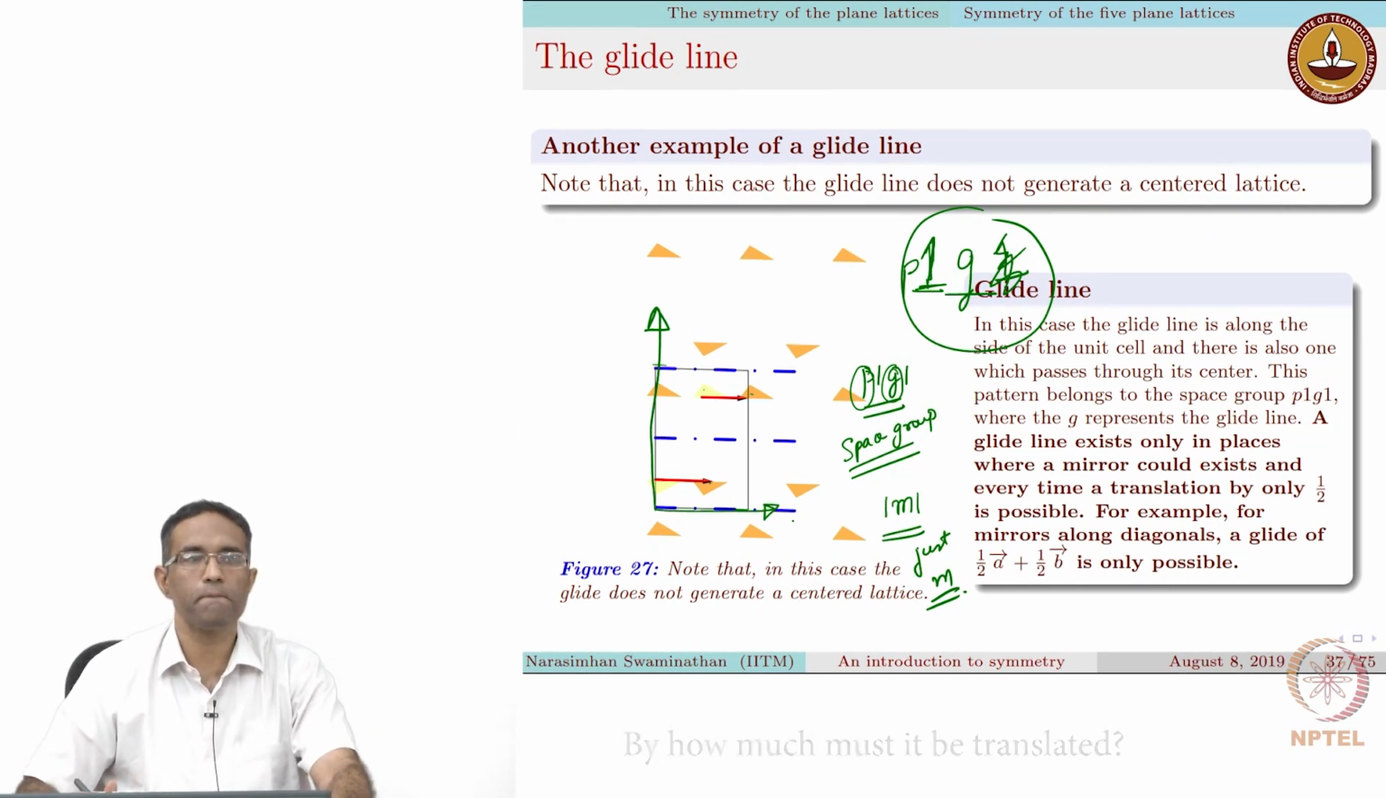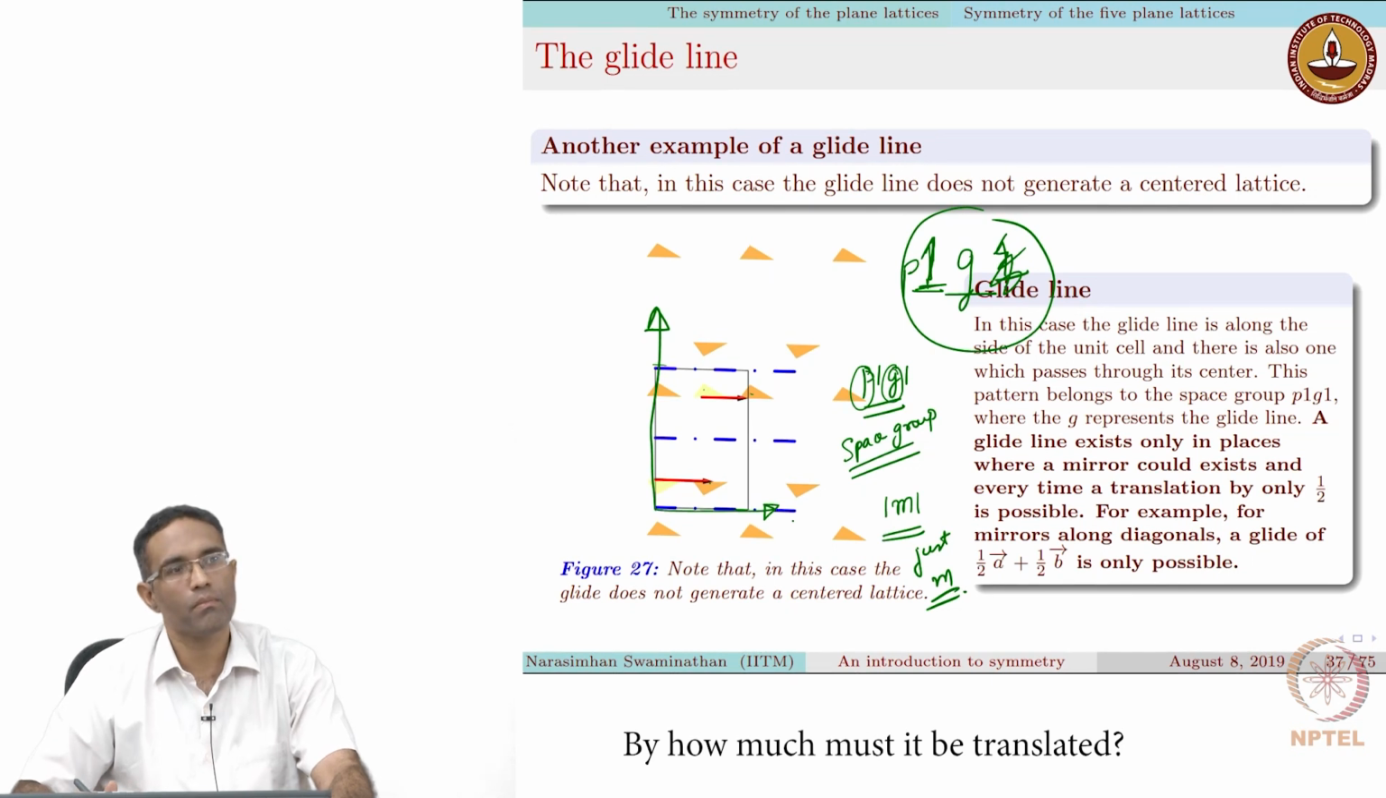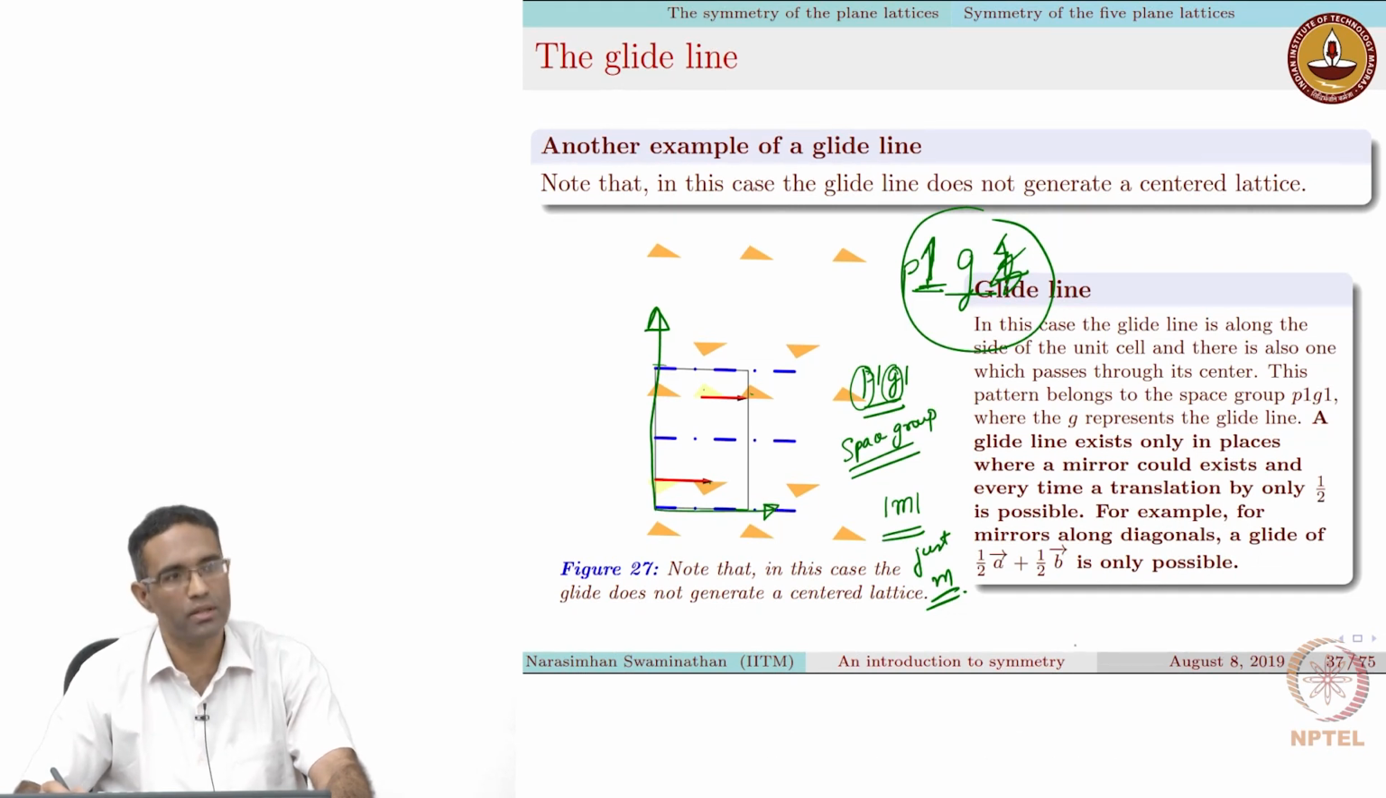Any other question? From reading the P1G, we don't know the actual translation for the G vector. It's usually half the lattice vector. It's half the lattice vector, yes.